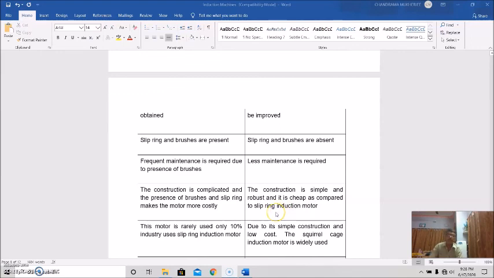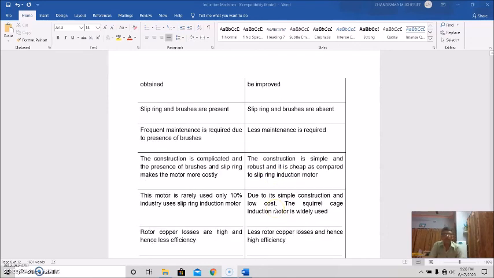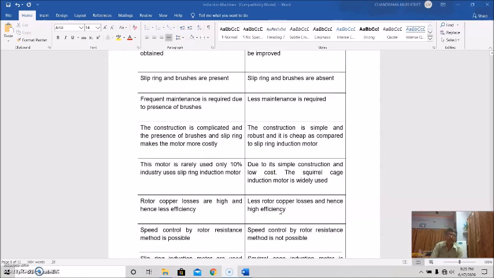Construction of a wound rotor induction motor is complicated, again due to the presence of brushes and slip rings, and it makes the motor costlier. Construction of a squirrel cage induction motor is simple, robust, and cheap as compared to a slip ring induction motor. Slip ring induction motors are rarely used. Only 10% of industry uses slip ring induction motors, whereas the squirrel cage induction motor, due to its simple construction and low cost, is widely used.